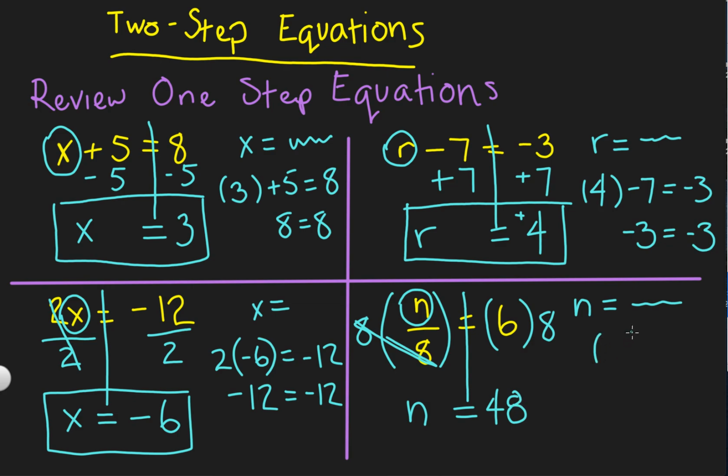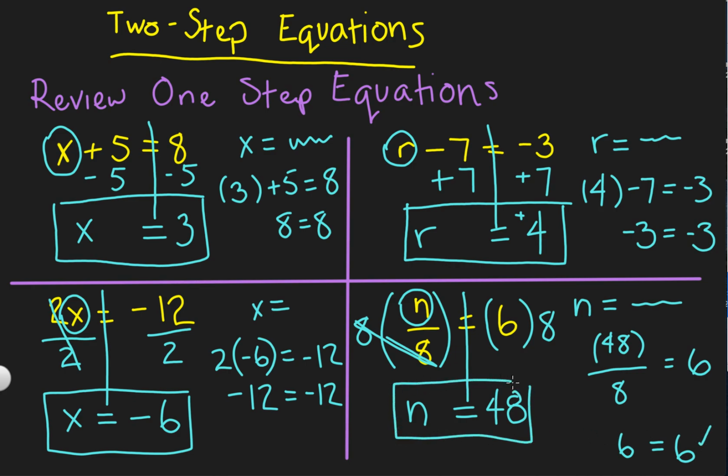I do my checking step, replacing the variable with parentheses. Everything else gets copied. I'm going to dump that 48 in there. And what I see is 48 divided by 8, which is 6. So that tells me everything's good. My solution is n is equal to 48. Now, if you need more of a review on this, go back and look at the one-step equation videos. But we're going to go on and talk about two-step equations.